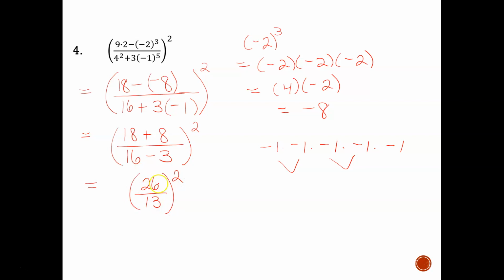And then, now that we've got a single number on top and bottom, we're going to do this division. The fraction bar means divide. So we're going to do 26 divided by 13 is 2. And very last, we do this square that we've brought down. Try not to let that get lost as you go through your steps. So the very last thing is to square it. 2 times 2 is 4.